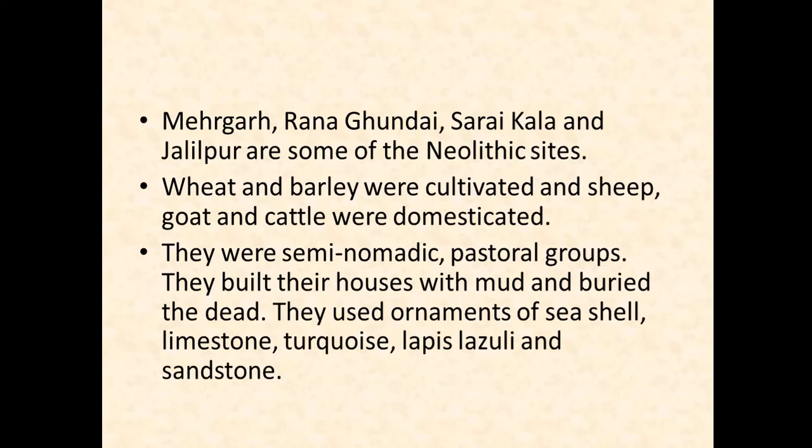Wheat and barley are commonly cultivated. Sheep, goat, and cattle were domesticated by the people. They were semi-nomadic pastoral groups. They built their houses with mud and buried their dead bodies. They used ornaments of seashell, limestone, sandstone, etc.